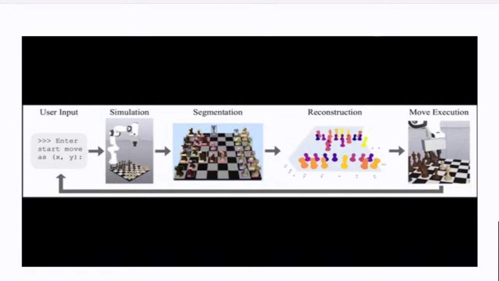ChessBot is designed as a continuous loop. First, the user enters their move. Then, this move is sent to the simulator, which teleports the user's piece to the appropriate location. Then, ChessBot utilizes its deep perception system to segment and reconstruct the modified chessboard. This allows ChessBot to determine what move the user made. Finally, ChessBot queries its chess solver to generate a feasible move which it promptly executes.